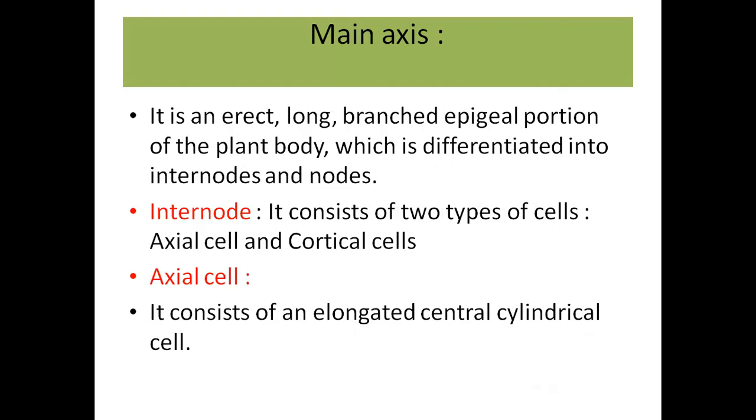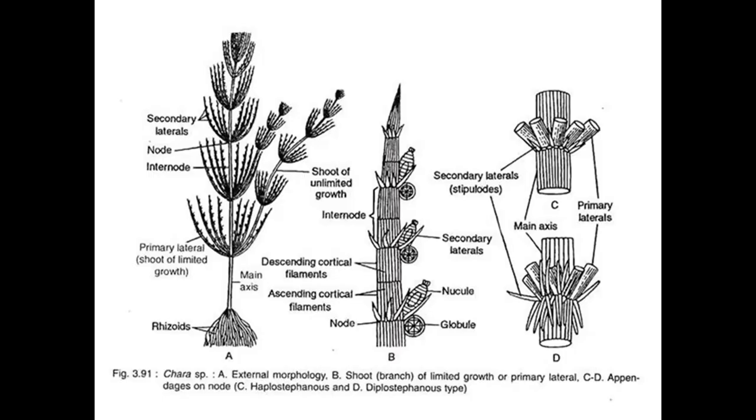After rhizoids, the next part is the main axis. See this picture, the main axis. What is the peculiarity of the main axis? The main axis is divided into different nodes and internodes. This is one node, this is another node, this is another node, and in between the first node and the second node, there is an internode. The internode is situated between two nodes.